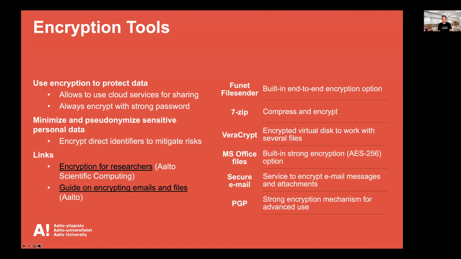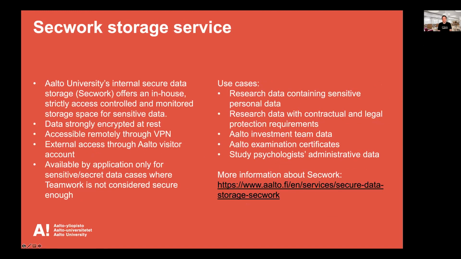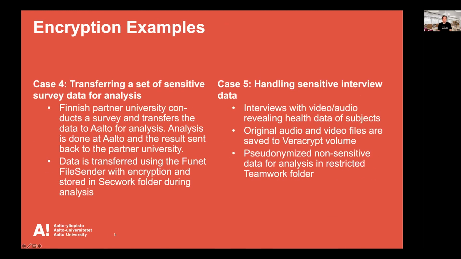And for encryption, I would recommend using the FUNET FileSender, as it has a built-in end-to-end encryption option. So you can just upload the files, click encrypt, give a strong password, and then the data will be transferred in encrypted form from end to end. And then you just share the password with your partner, for example, using an SMS message or other media.